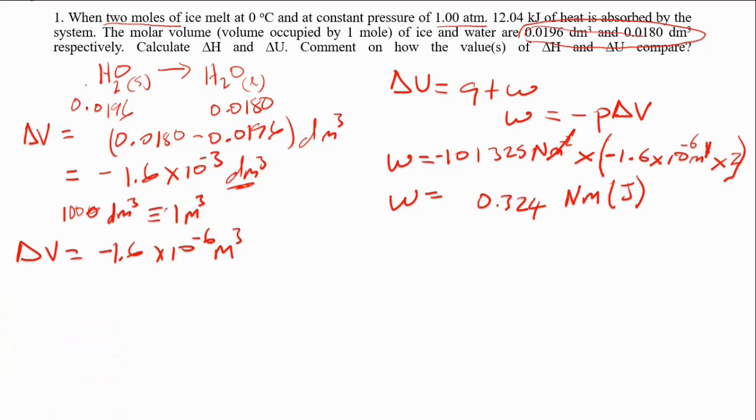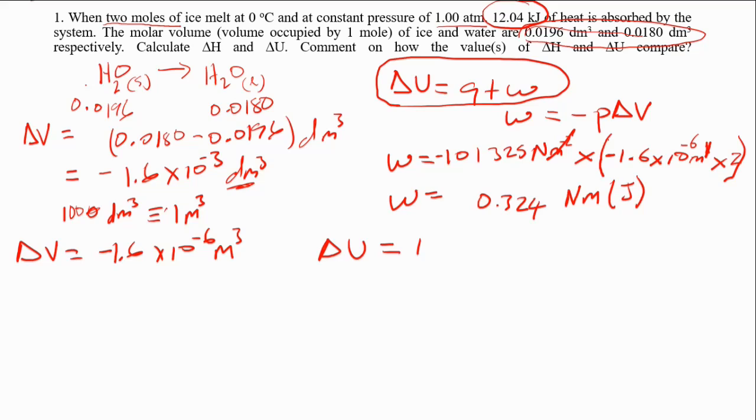So here we have it. We have calculated the work. But nobody asked us about the work now. Remember that they asked us about delta U and delta H. But like we said up here, we can calculate delta U from that. So delta U is now equal to the heat at constant pressure, which is this number here.